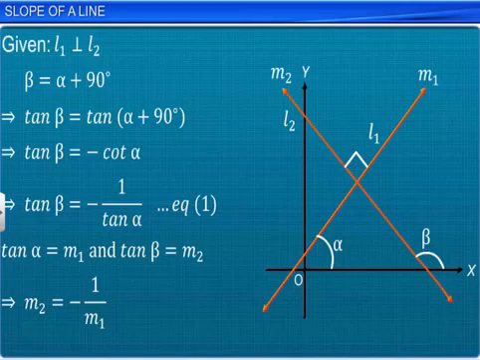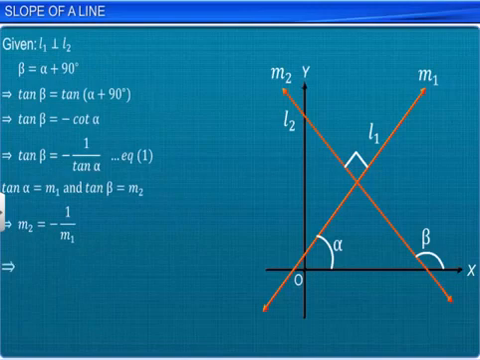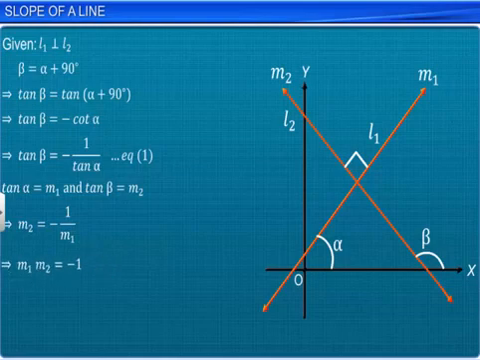reciprocals of each other. We can also say that the product of the slopes of two perpendicular lines is equal to minus 1. The converse is also true, that is, if the product of the slopes of two lines is minus 1, the two lines are perpendicular to each other.